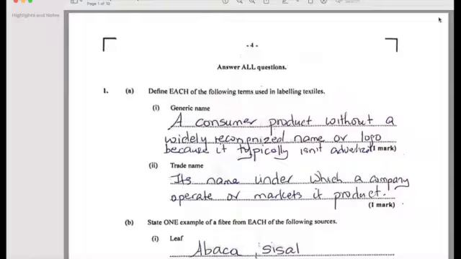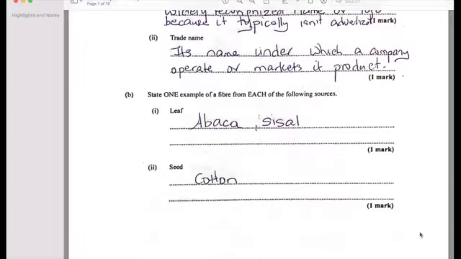The first one is generic name. The definition for that one is a consumer product without a widely recognized name or logo because it typically isn't advertised. And then you have trade name. What does that mean? It's the name under which a company operates or markets its product.